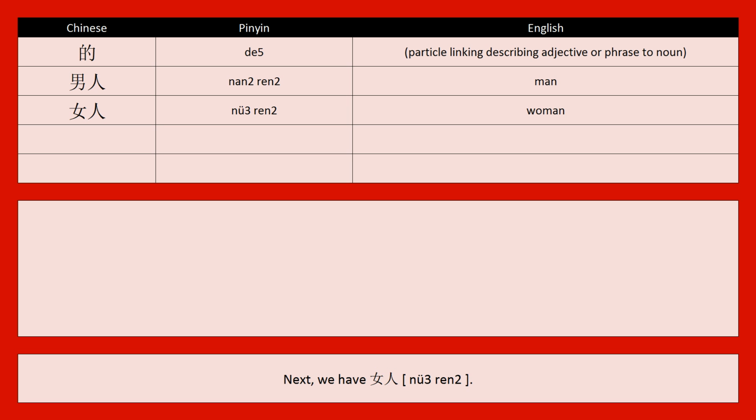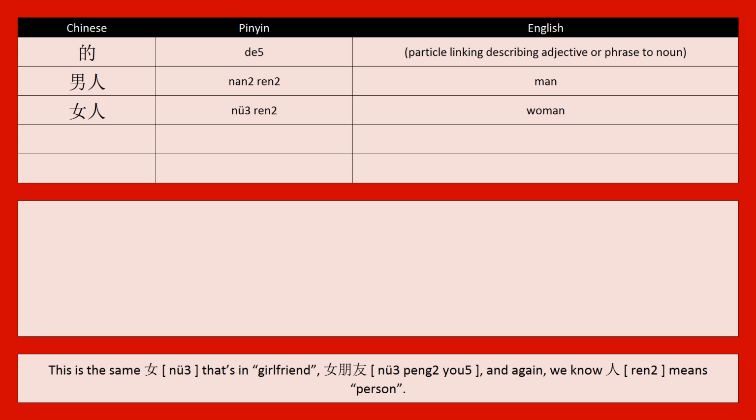Next, we have 女人. This is the noun, woman. The pinyin is N-U with an umlaut, third tone, and R-E-N second tone. This is the same 女 that's in girlfriend, 女朋友. And again, 人 means person.